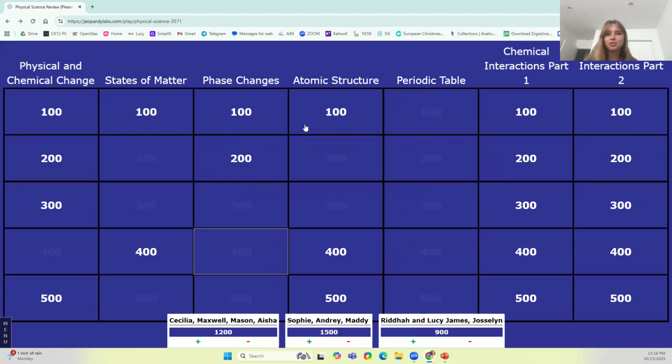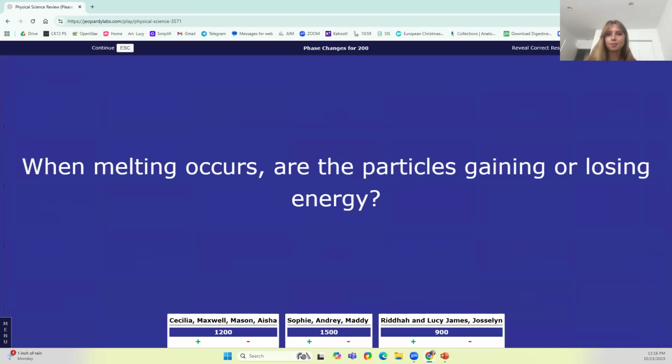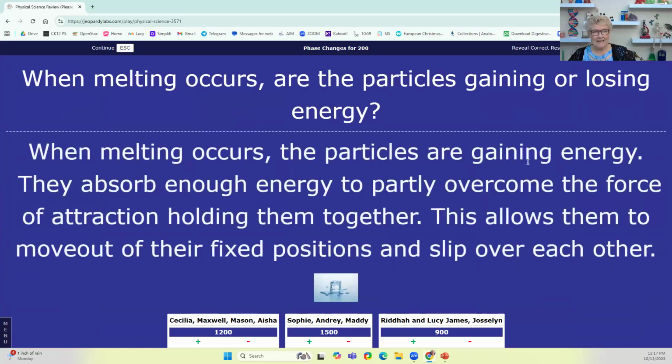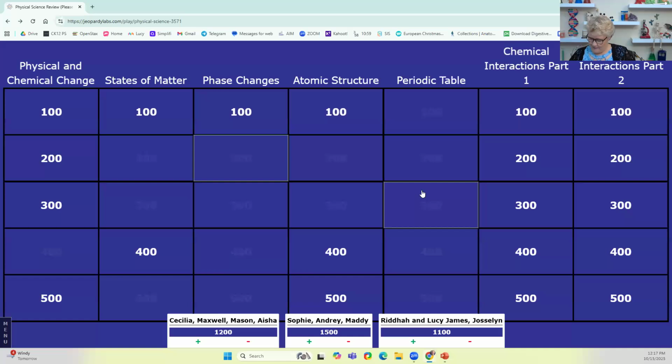Phase change for 200. When melting occurs, are the particles gaining or losing energy? Go ahead, Lucy James. Gaining. They are gaining energy. As they melt, they gain energy. They absorb enough energy to partly overcome the force of attraction holding them together, so they move out of their fixed position and slip over each other. All right, well done. Now we are to Mason.